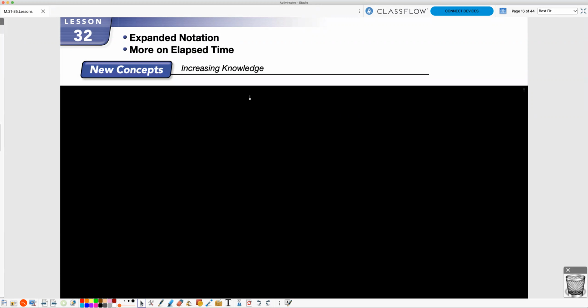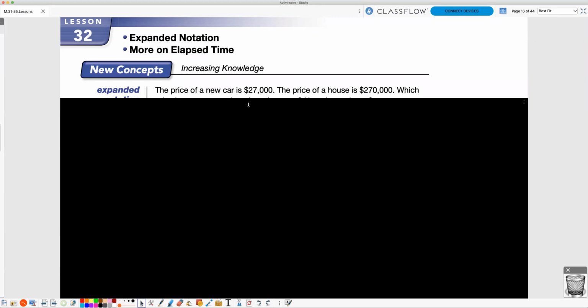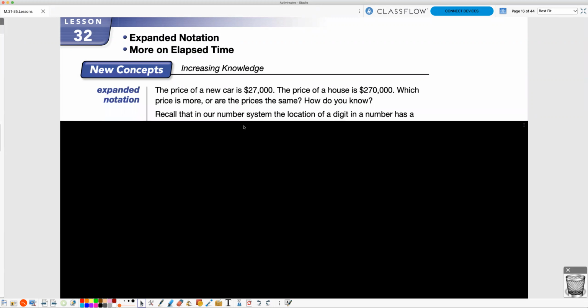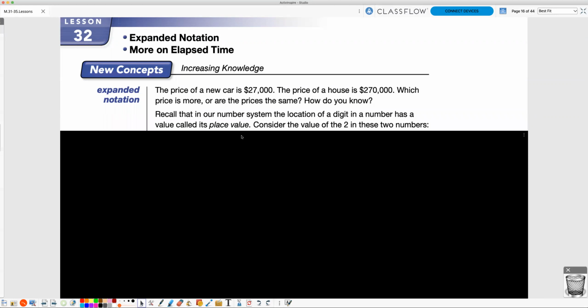Let's dive right in. The price of a new car is $27,000. The price of a house is $270,000. Which price is more? Or are the prices the same? How do you know? Recall that in our number system, the location of a digit in a number has a value called its place value. Consider the value of the 2 in these two numbers.